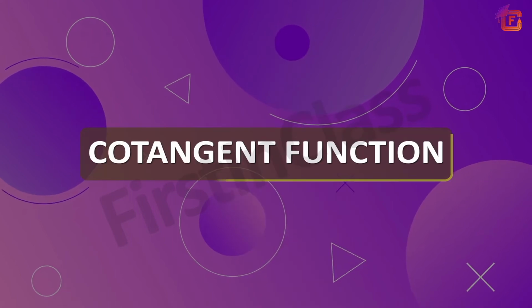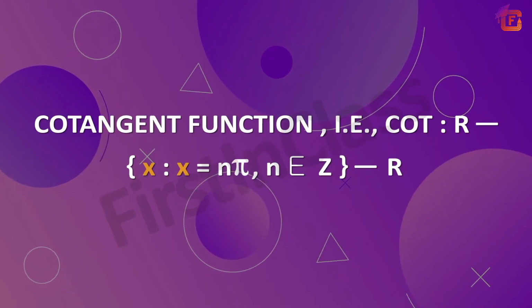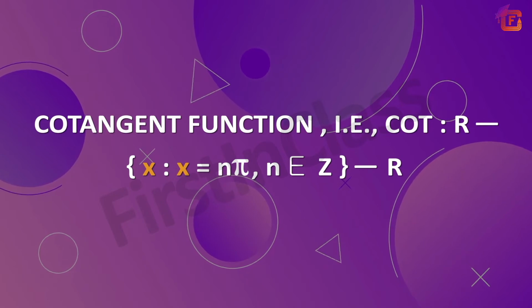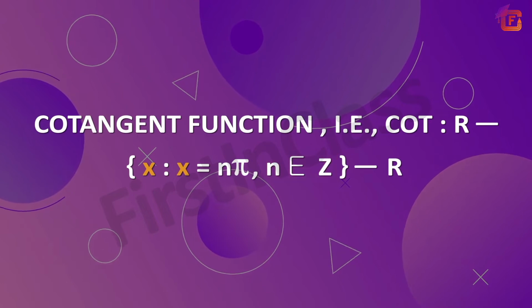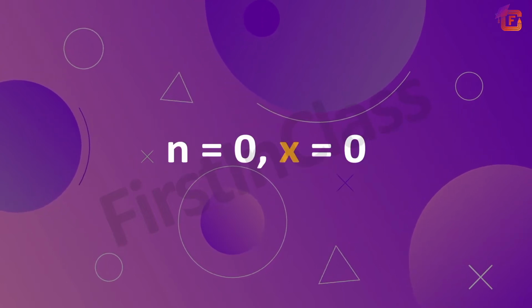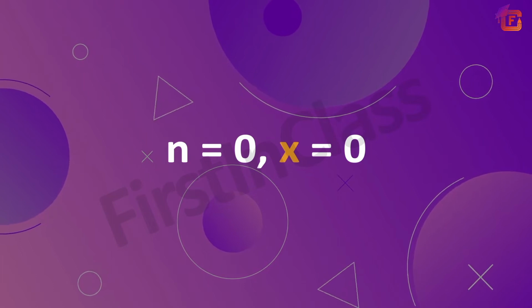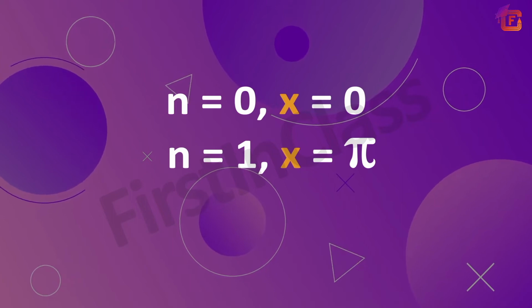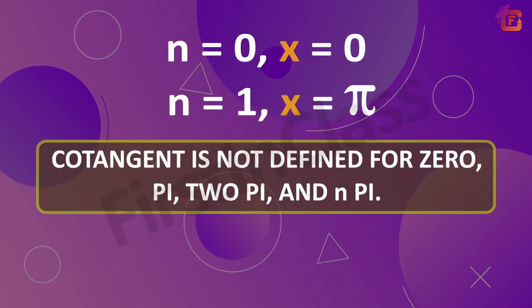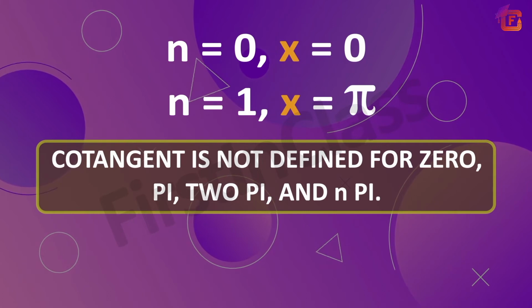Now let us take the cotangent function. The domain of the cotangent function is any real number minus x, such that the value of x is nπ, where n is any integer. If we put n equals 0, x will be 0. If we put n equals 1, x will be π. We know that cotangent is not defined for 0, π, 2π, and nπ. So the domain of cotangent is any real number except such numbers. The range of cotangent is any real number.